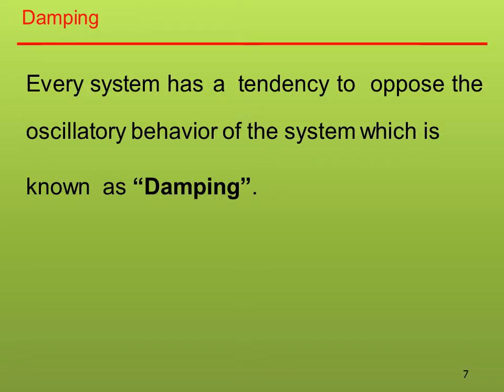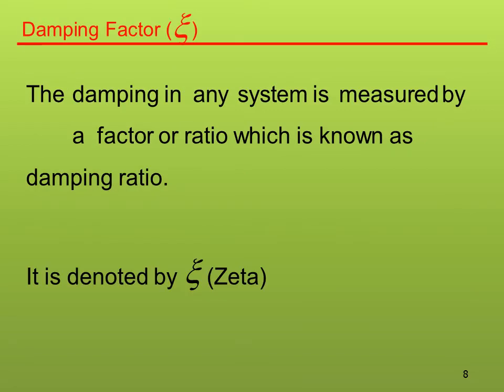Then damping. Every system has a tendency to oppose the oscillatory behavior of the system, and it is known as damping. Damping factor zeta. The damping factor in any system is measured by a factor or ratio which is known as the damping ratio. It is denoted by zeta.